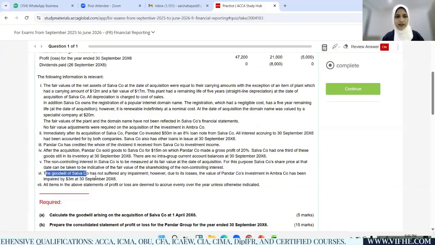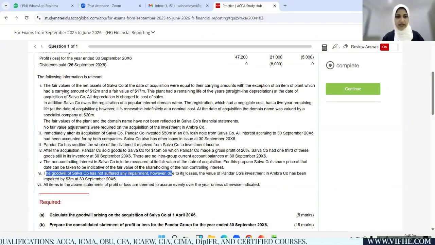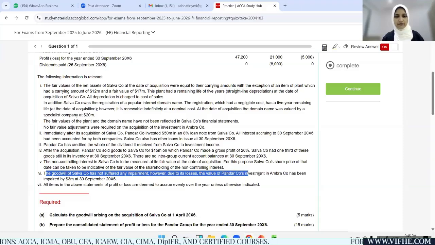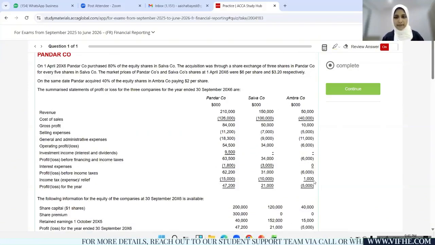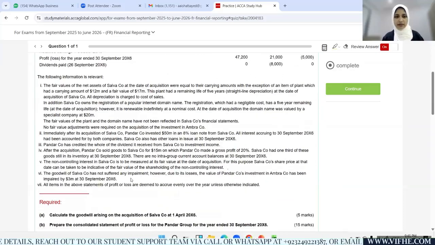Then they're saying the goodwill of Salva has not suffered any impairment. However, due to its losses, the value of Panda's investment in Ambra company has been impaired by 3 million at 30th September 20x6. So if you know that, how do you deal with Ambra? Equity accounting. Share of profit from Ambra you will have to take, which is a 15 million negative item, right? And the share in the impairment also you'll have to take.